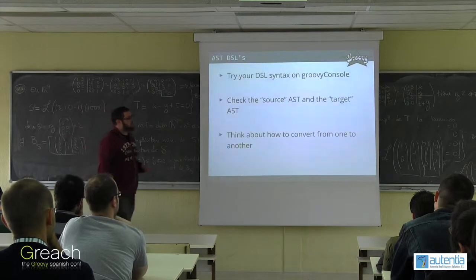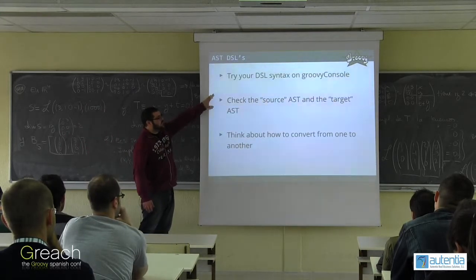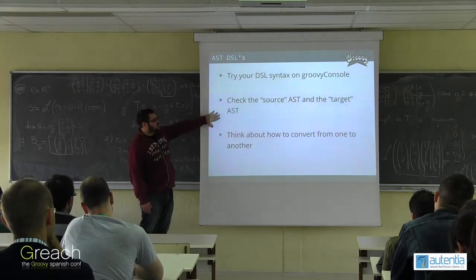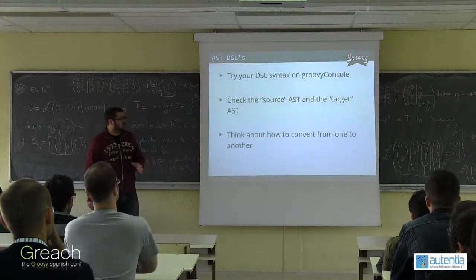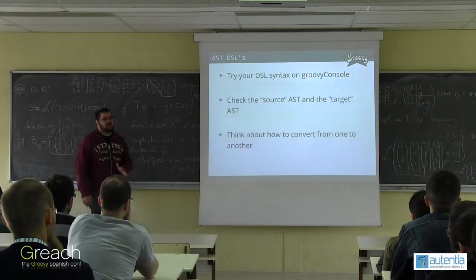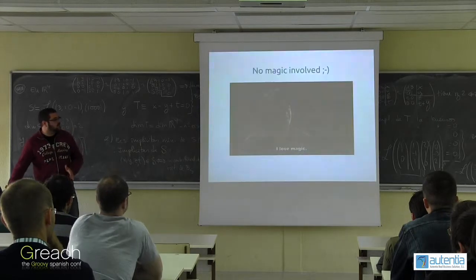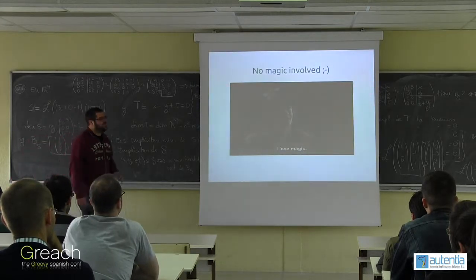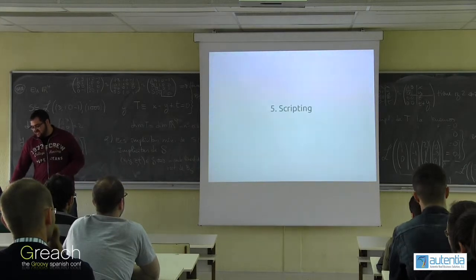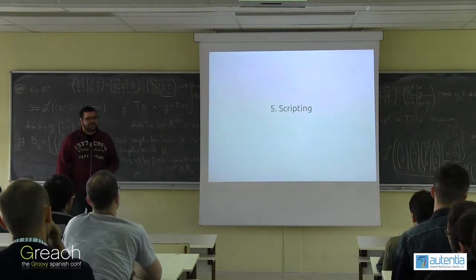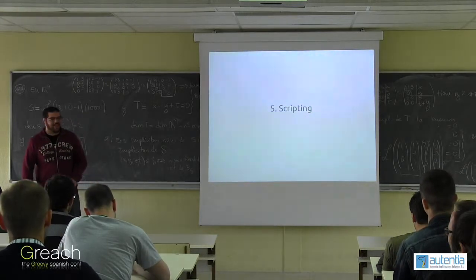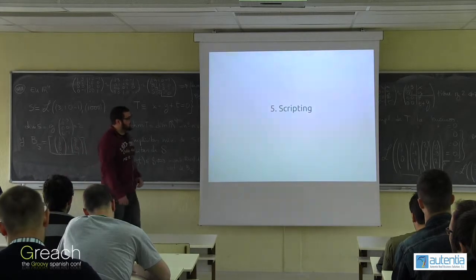Okay, summary of this part. Try your DSL for the AST in the Groovy Console. Check the AST of the source and the target, and think how you convert from one to another. That's it, and no magic involved. Okay, so far, so good. I'm going quite quickly, as always.